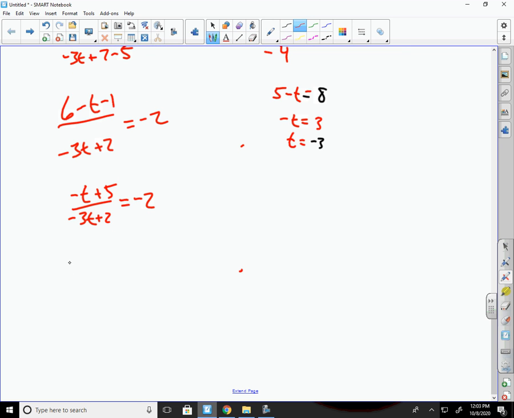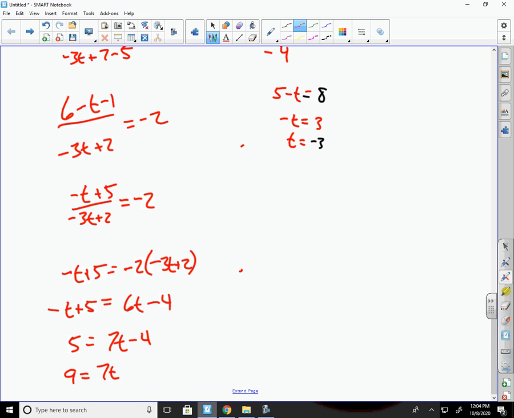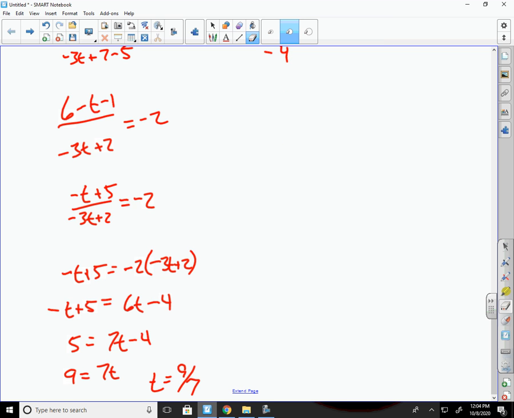Multiply both sides by the bottom here. Gives me negative t plus 5 equals negative 2 times negative 3t plus 2. Distribute the negative 2. Gives me 6t minus 4. Going to add this negative t over to this side. So it's going to be 7t minus 4. Add the 4 over. Gives me 9 equals 7t. Divide by 7. T equals 9/7. That one was ugly.